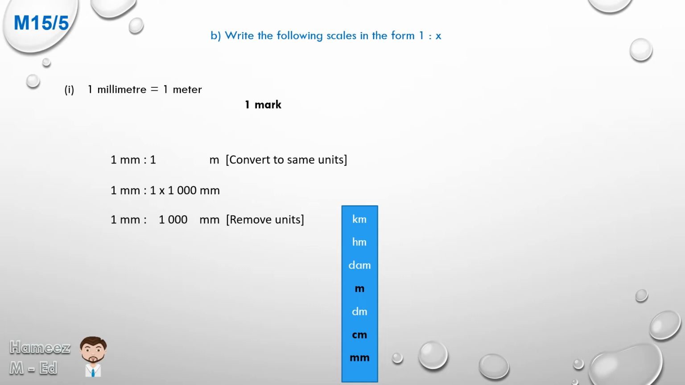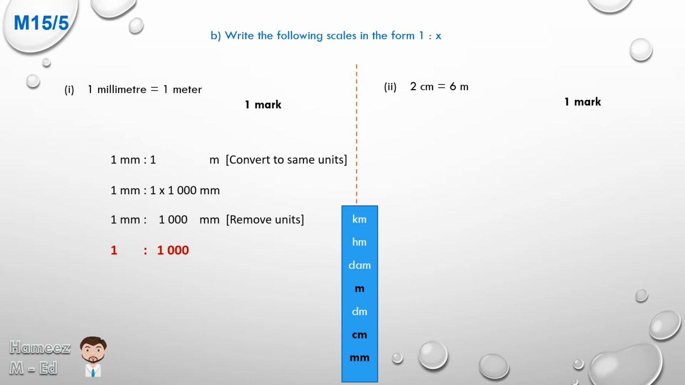And since we have millimeter in both sides, we can cancel. Therefore, this gives us our scale, 1 to 1,000. And for part 2, 2 centimeters is equal to 6 meters. So it's telling us that on the map, if we measure 2 centimeters, then in the real world, it will actually be 6 meters long.